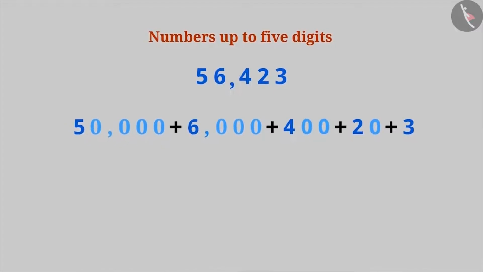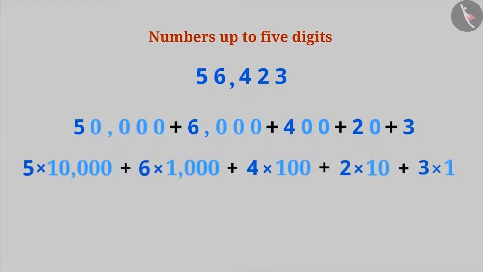These numbers can also be expanded in this way. This is called the expanded form of a number. In this way, we expand the number to show the value of each of its digits. Now, we can see that this number has a group of 5 10,000s, a group of 6 thousands, a group of 4 hundreds, a group of 2 tens, and 3 ones.